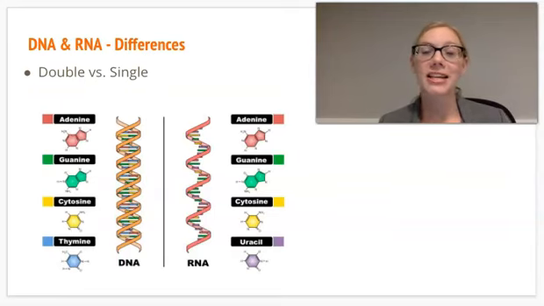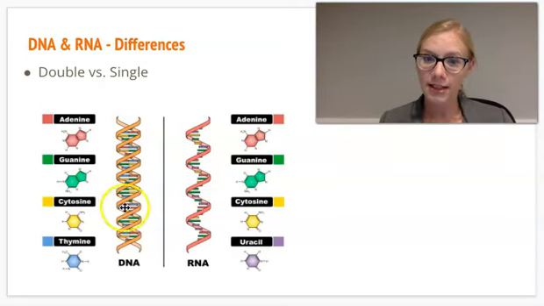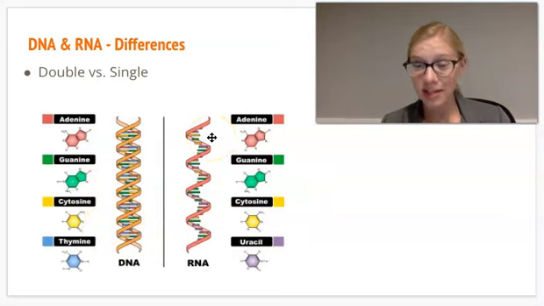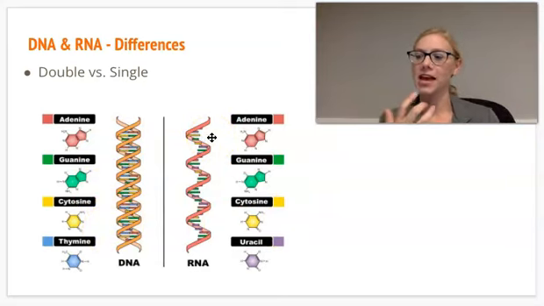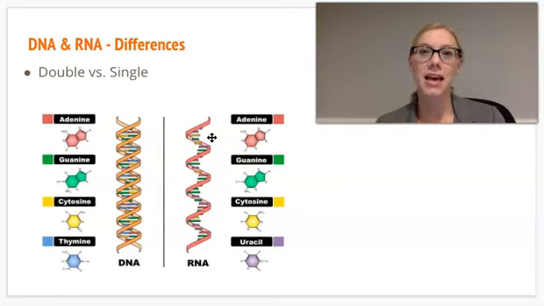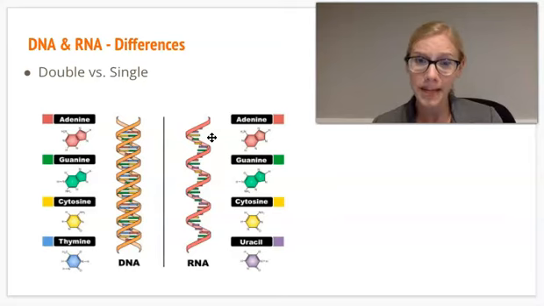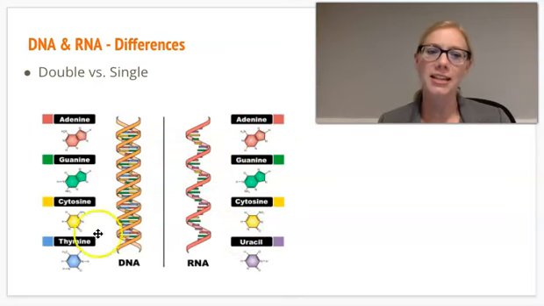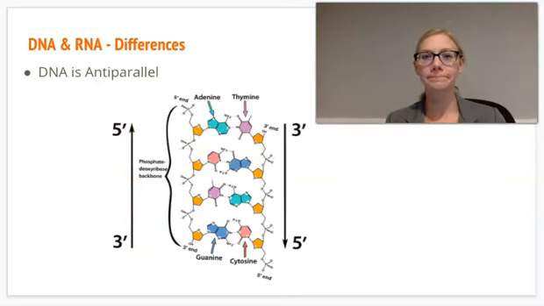Another difference between DNA and RNA is that DNA is double-stranded. It looks like this. We call it a double helix. RNA is typically single-stranded. There is an instance where it can fold back on itself and look double-stranded-ish, and that is actually called a ribozyme, and it will catalyze certain reactions, but for the most part, RNA is single-stranded, DNA is double-stranded.